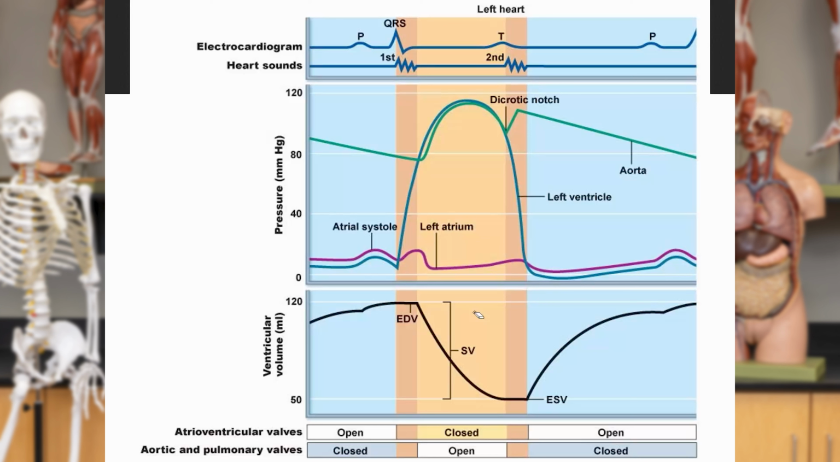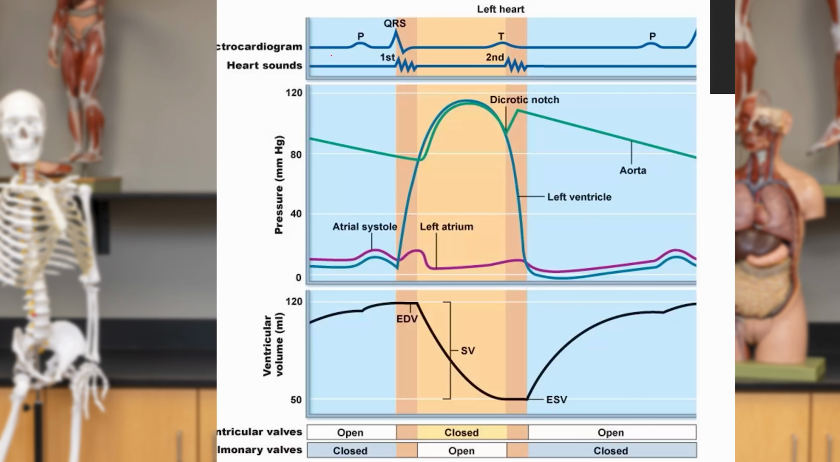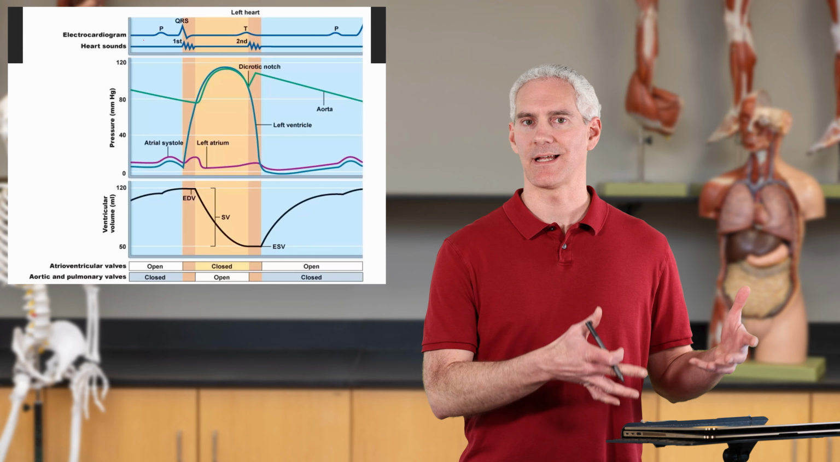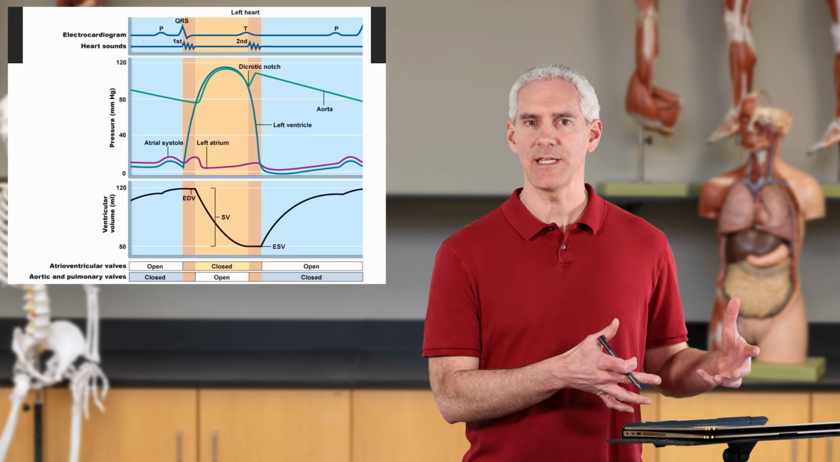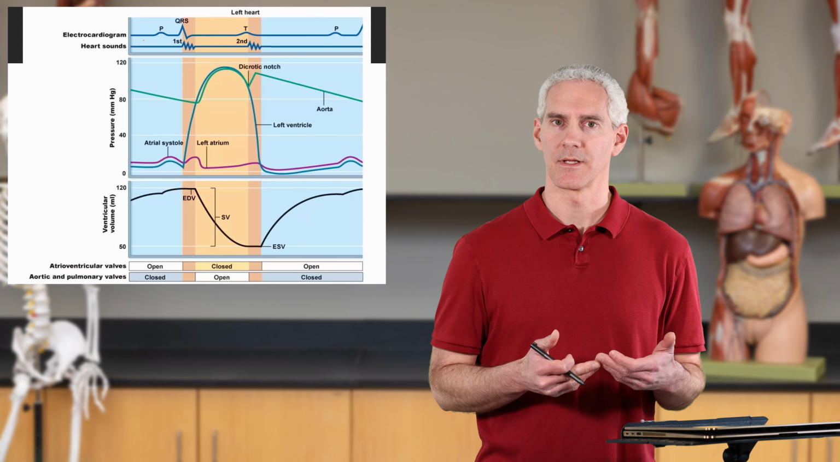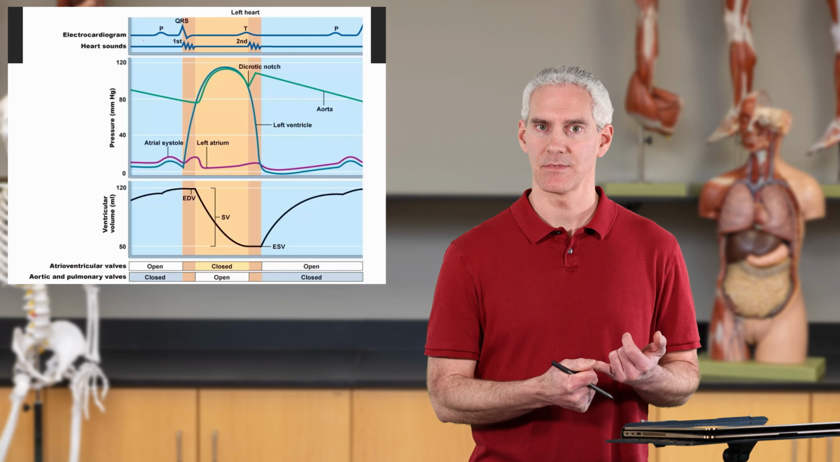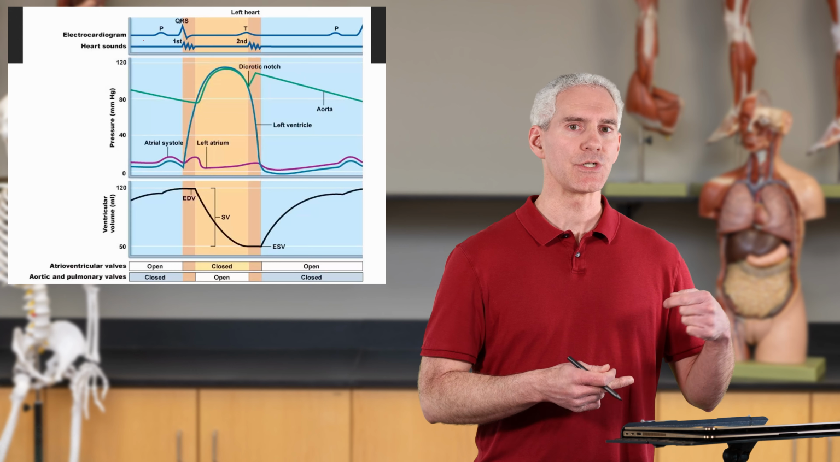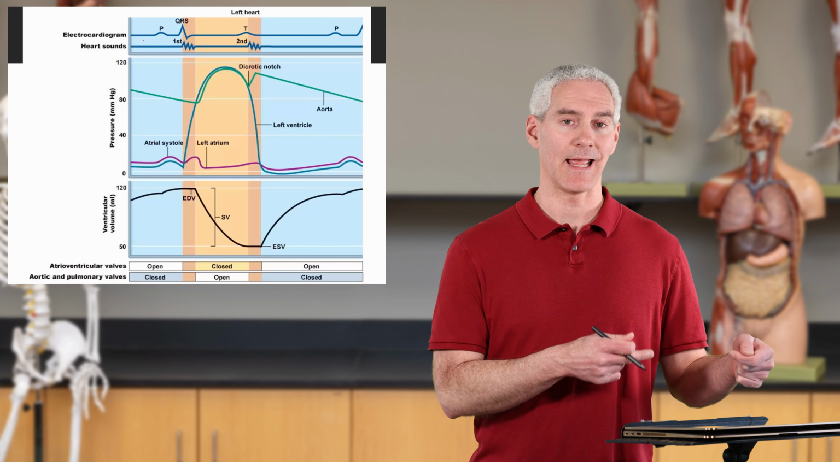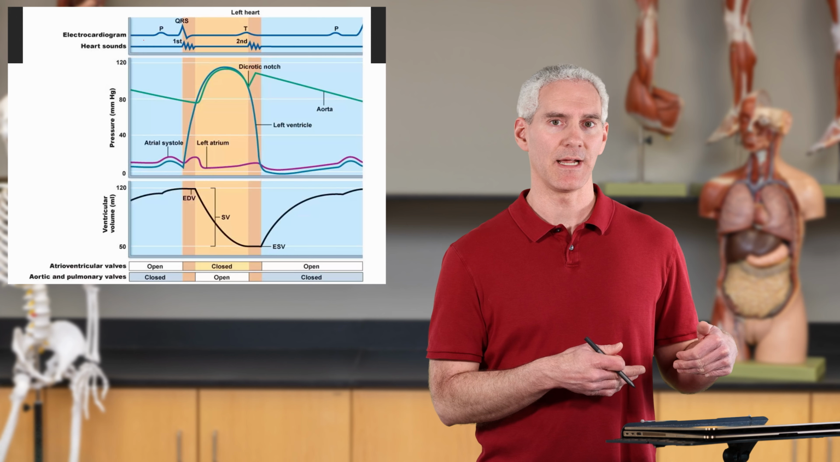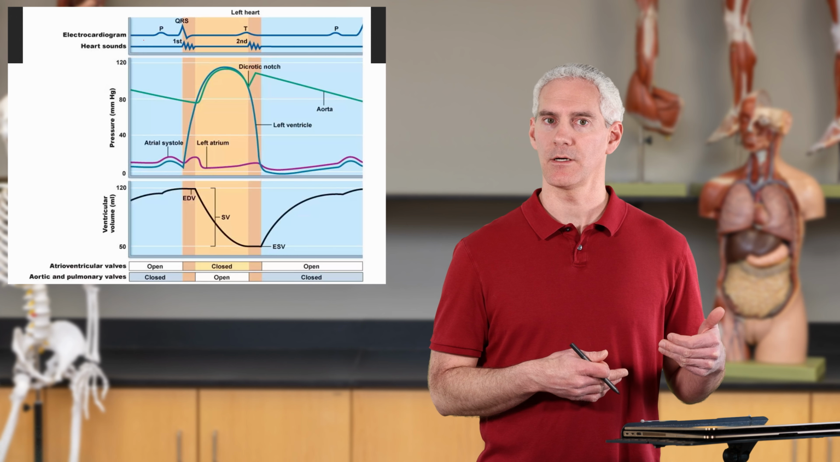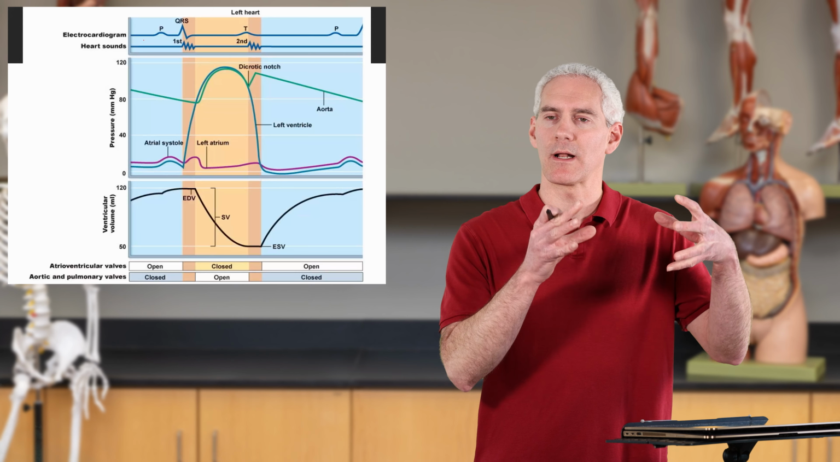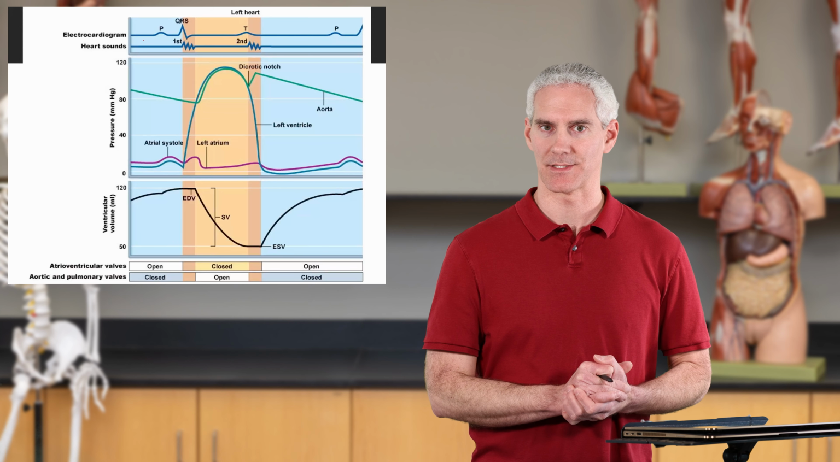So this whole idea of P, QRST corresponding to pressures, corresponding to ventricular volume, it's all trying to correspond to what we're seeing here. So this whole entire diagram, this whole chart, has a lot of information, but it's all correlated. You're looking at the intrinsic conduction system through the ECG, to the heart sounds, which are valves closing, to the pressure in the ventricle and aorta and the atria, to the volume in the ventricle, to when the valves are open and closed. All that corresponds to what is happening inside the heart at any given moment.